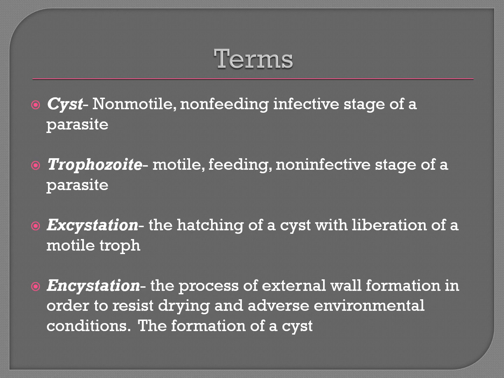Okay, we have excystation, which is the hatching of a cyst with the liberation of a motile troph. So that's when a cyst becomes a troph. And then we have encystation, when a troph becomes a cyst. This is the process of external wall formation in order to resist drying and adverse environmental conditions.